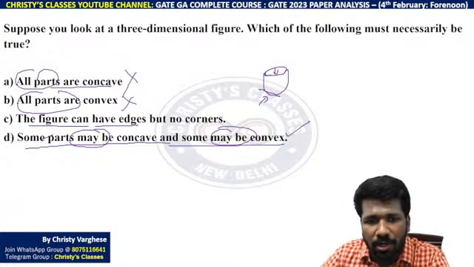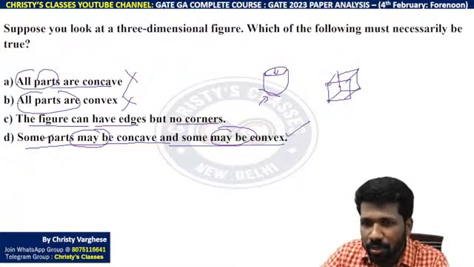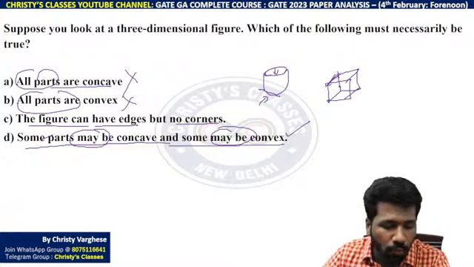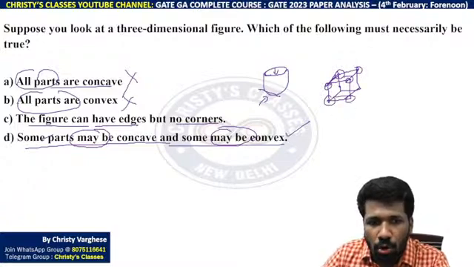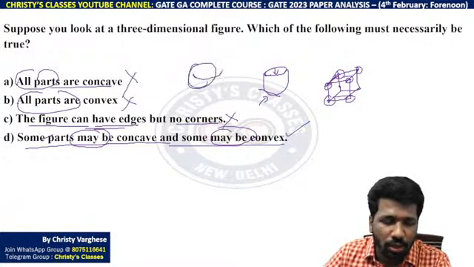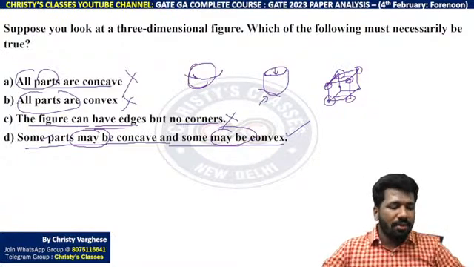Figure can have edges but no corners. Corner impossible? No, there are a lot of three-dimensional shapes with corners. In the 3D geometry class we have discussed different shapes which have corners and how many corners they have. Pyramid, prism, etc. A cube, if you consider also, these have corners, so 'no corners' is wrong. And having edges is also not true in all cases. If it is like a sphere, there is no edge. So that is also wrong. So only option D is making sense.